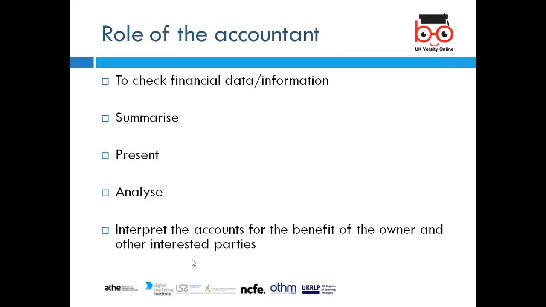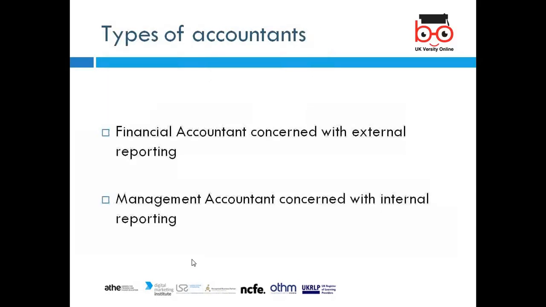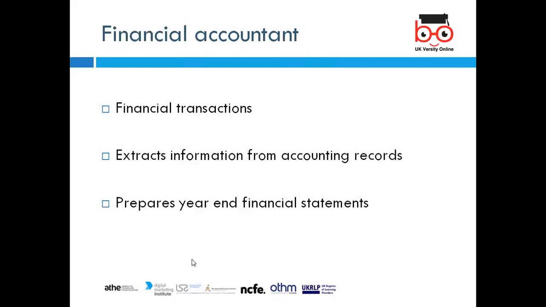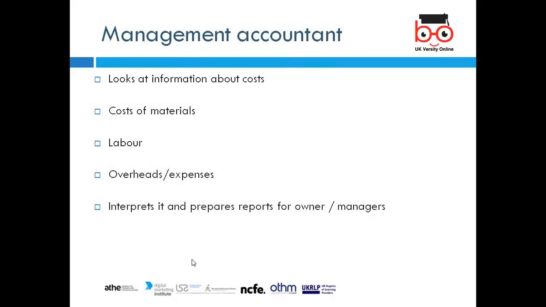Role of accounting: the accountant checks the financial data and information, summarizes it, presents it, analyzes it and interprets it. Sales trend from previous years. The financial accountant is concerned with external reporting. Management accounting deals with internal financial transactions and information, keeping records and preparing reports. The management accountant looks at information about the cost of material, labor, and overhead. What is meant by overheads? Any example of overhead cost?